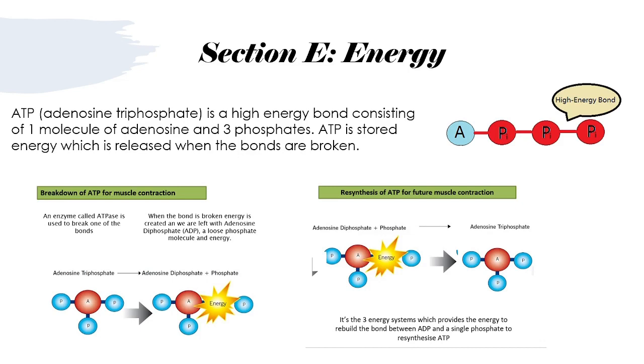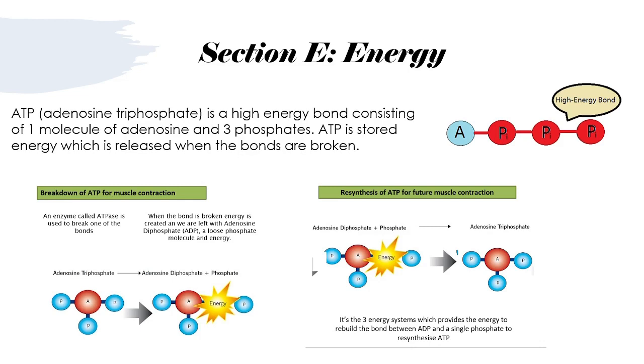Energy. There are some key points on energy that we need to know. So the ATP, adenosine triphosphate. It's a high energy bond, and it's one molecule of adenosine and 3 phosphates, seen on the right. And ATP is that stored energy which we break down.